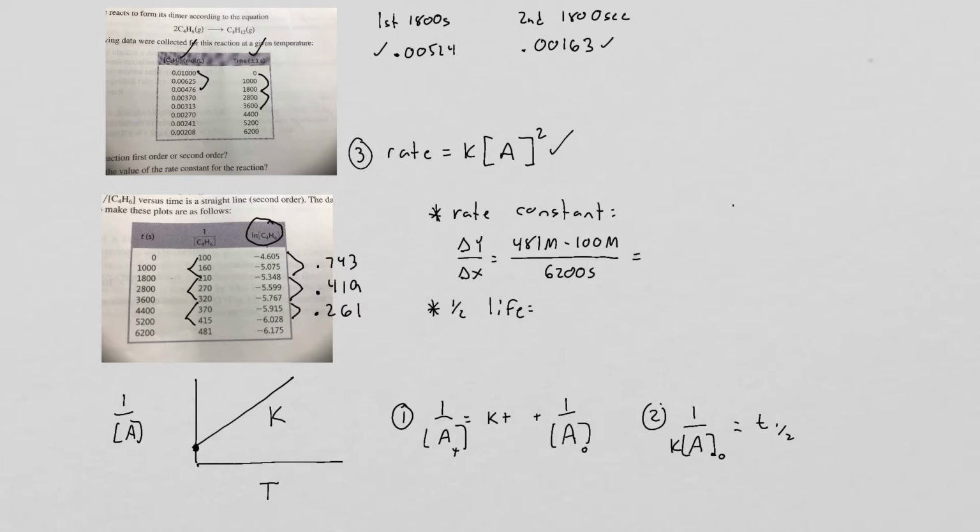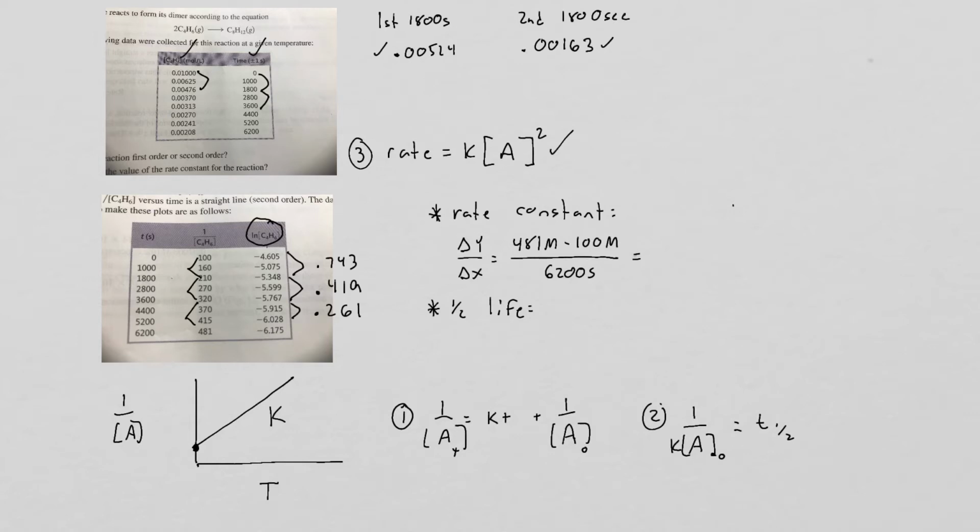When I go from 0 to 1800 seconds, the first interval is 0.743. When I go from 1800 to 3600, the next one is 0.419. I don't have another exact 1800 second interval, but I got 5200, which is getting close, and that change is only 0.261. So the natural log of the concentration versus time would not give me a straight line. You would have a changing slope.